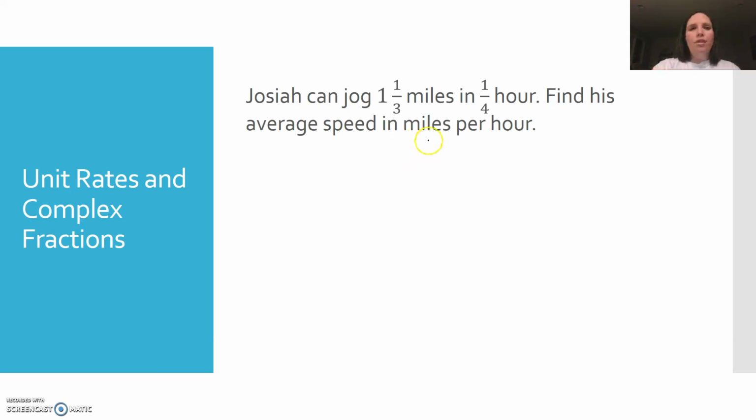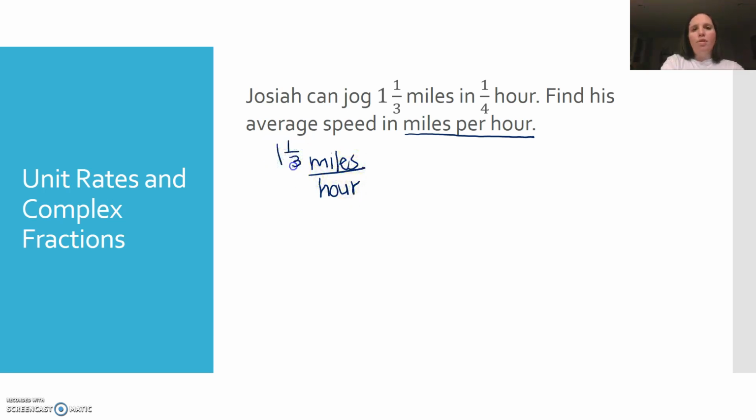It says that Josiah can jog 1 1/3 miles in 1/4 of an hour. Not all of our numbers are always going to be nice and even. Somebody doesn't necessarily go 3 miles in exactly 2 hours. So we're looking for the same sort of information, but with fractional numbers. We're looking for our rate as miles per hour. That means for our rate, the miles are going to go on top and the hours are going to go on bottom. So for a unit rate, we think blank per blank to figure out what goes in the numerator and what goes in the denominator.